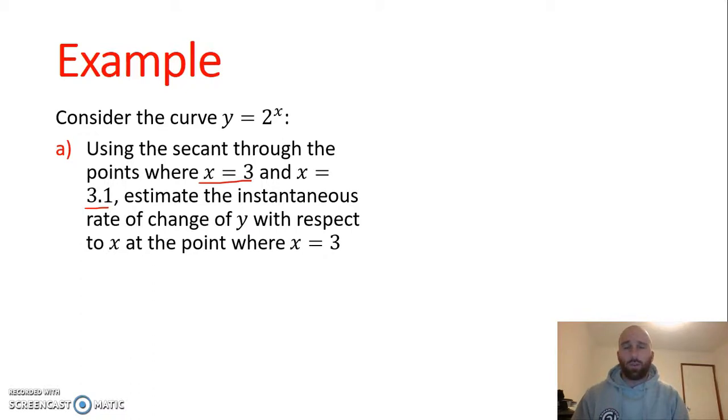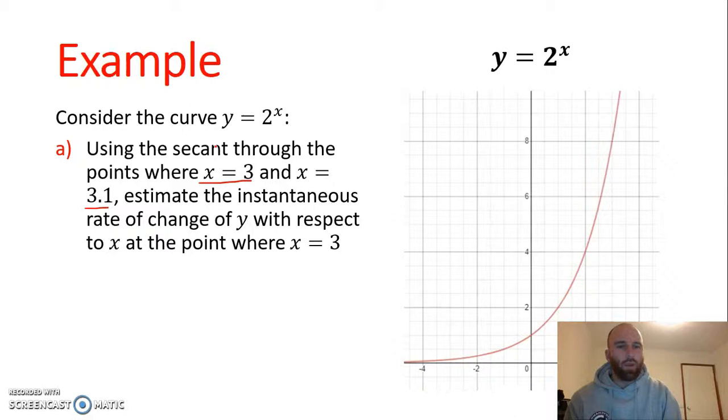So what we're trying to do is find the average rate of change over a very, very small period, a very small width. We're trying to get as accurate as we possibly can without actually using calculus just yet. Okay, so what we need to think about is the graph.